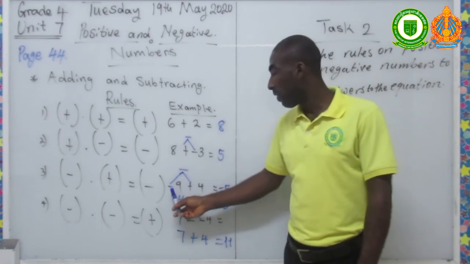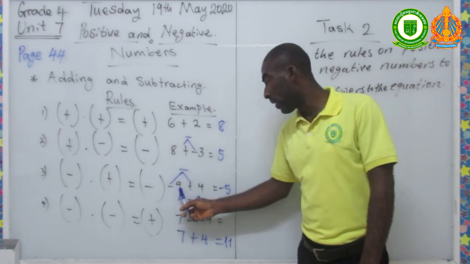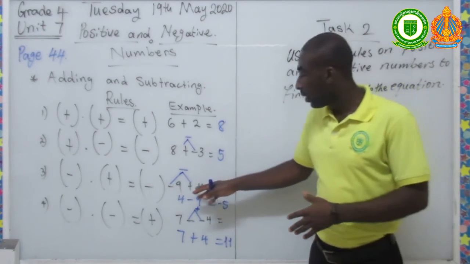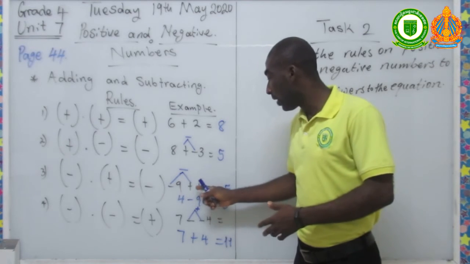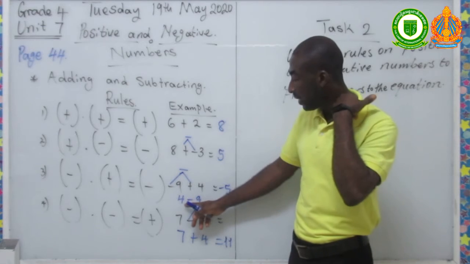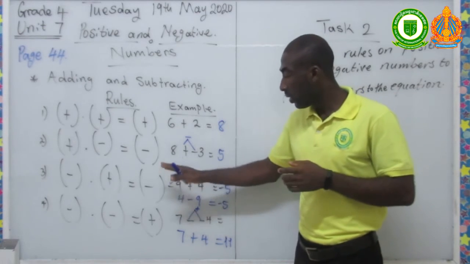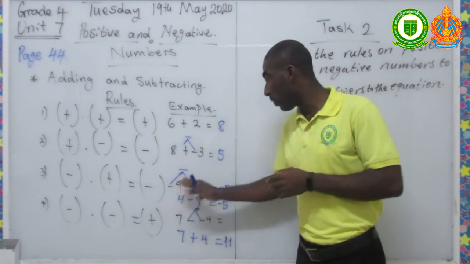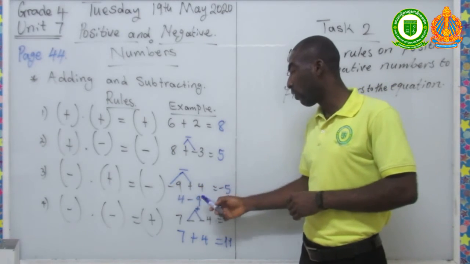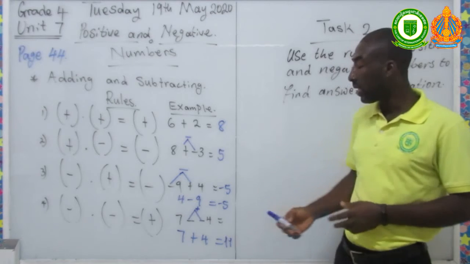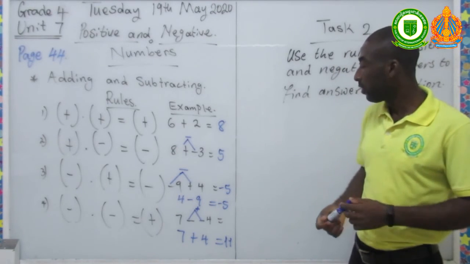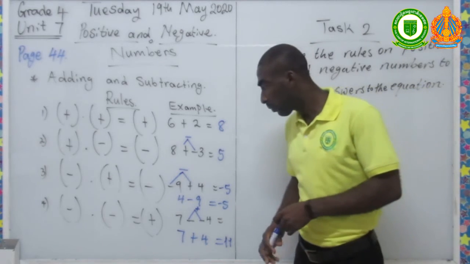The third rule says that a negative and a positive coming together should give us a negative. So we have our negative here, which is negative 9, and coming to have positive 4. This equation will turn the other way around, and we're going to have a minus here because negative and positive coming together should give us a minus. So instead of minus 9 plus 4, we'll have 4 minus 9, and that is going to give us negative 5.